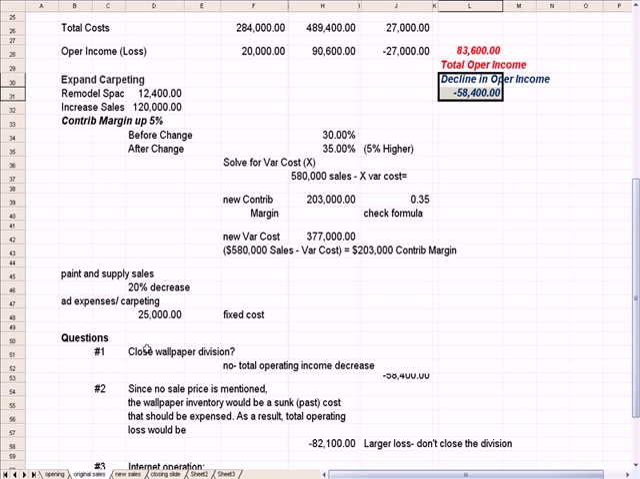So the question, should we close the wallpaper division? The answer is no, because the total operating income decreased by $58,400. What about if we had some inventory?